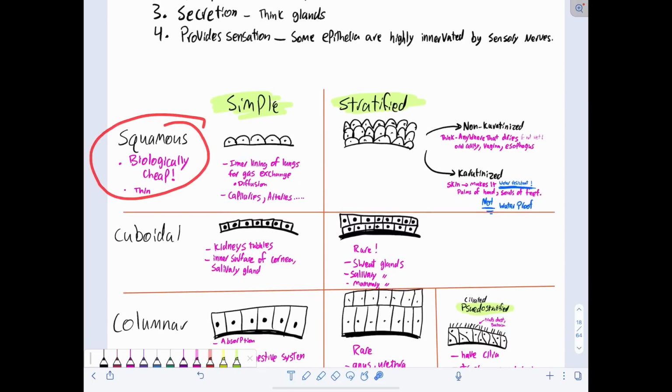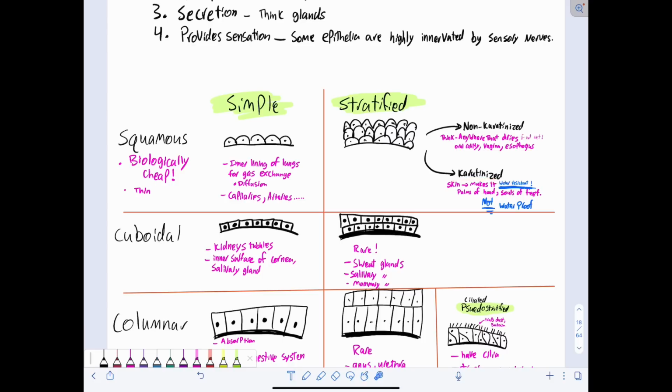And if you look at squamous, in the sense of stratified squamous, we have two types. You have non-keratinized and you have keratinized. I think about this like this. Look, non-keratinized is anywhere that dries if it's not wet. So what are we talking about? We're talking about the mouth. My mouth is pretty dry right now. It's because it's not wet. And that's because it's made up of non-keratinized stratified squamous. And same thing with vagina and esophagus.